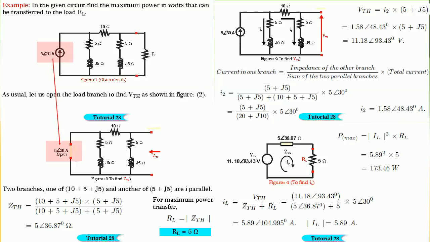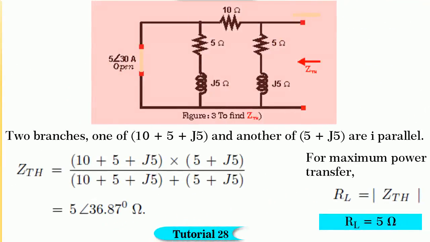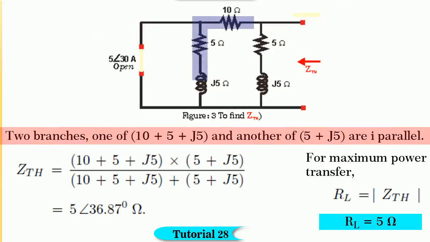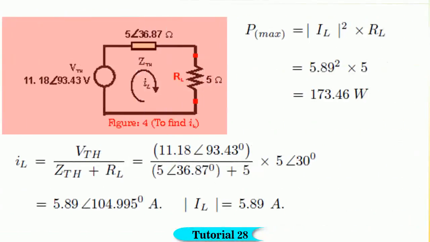To find Z Thevenin, let us open the current source to make it 0 as shown in figure 3. From the figure, we find that two branch impedances, one of 10 plus 5 plus j5 and another of 5 plus j5 are in parallel. Therefore, by substituting the values, we get Z Thevenin is equal to 5 angle 36.87. But for maximum power transfer, RL should be equal to mod of Z Thevenin, hence RL is equal to 5 ohm. Using V Thevenin and Z Thevenin, the Thevenin's equivalent circuit across the load branch drawn is shown in figure 4.